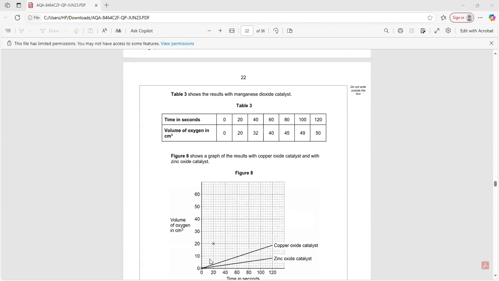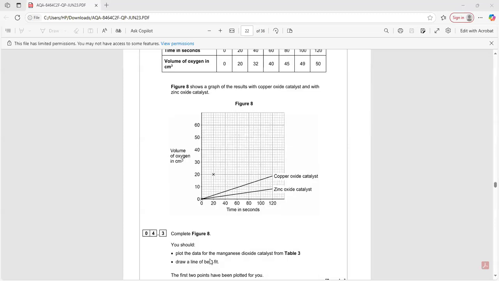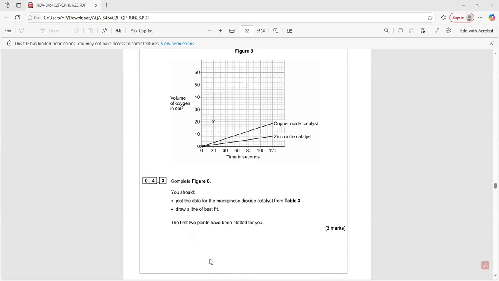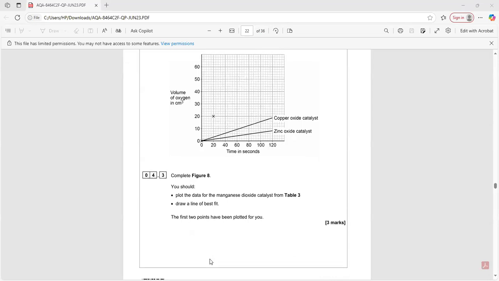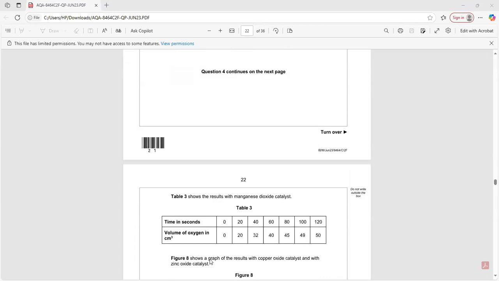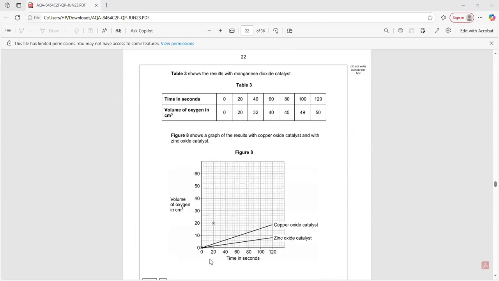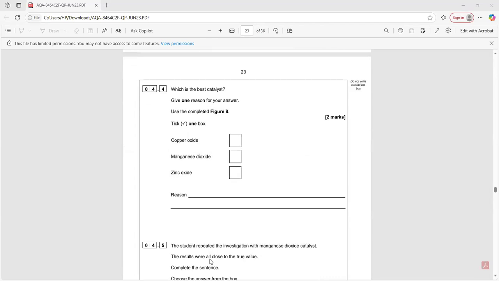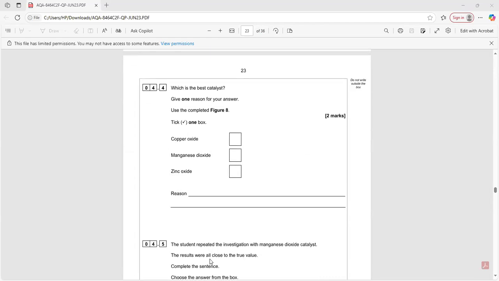Okay, so we're moving on. This one gives us a table and a graph that is drawn. The question is, what? You should plot the, okay, draw a line of vertices. Okay, I guess you can do that, right? You can plot the data from the table on the graph. Yes. Okay, all right. The question is this.